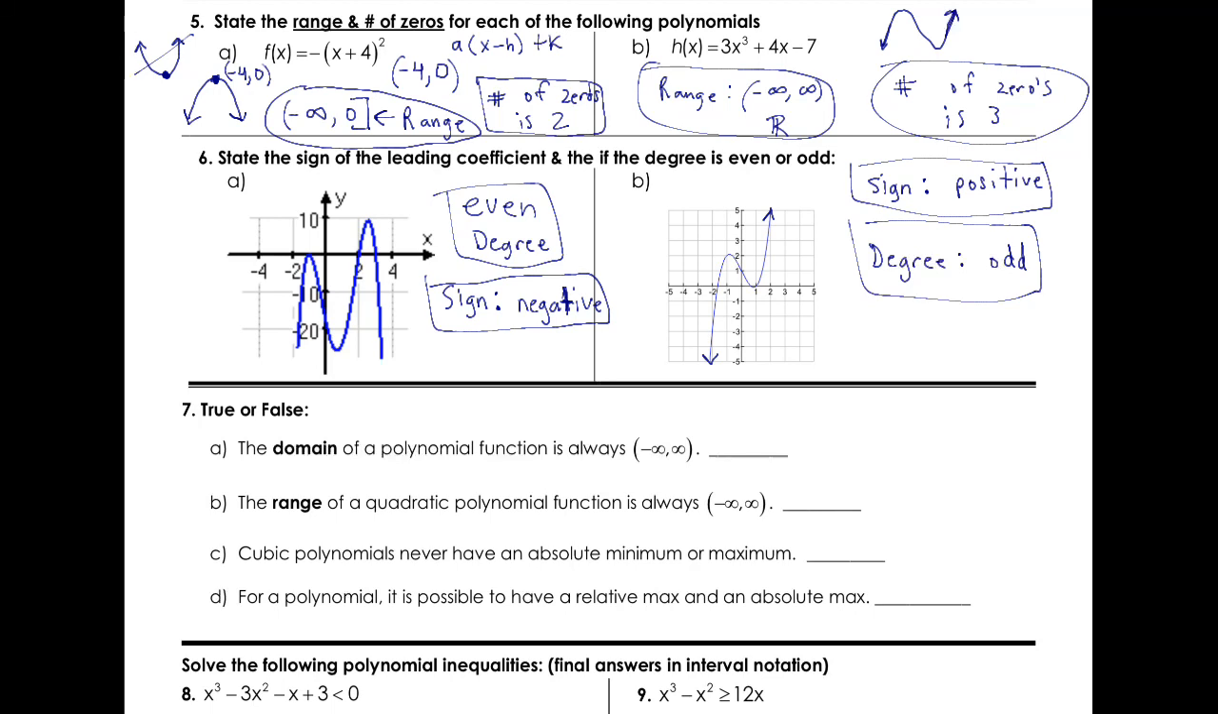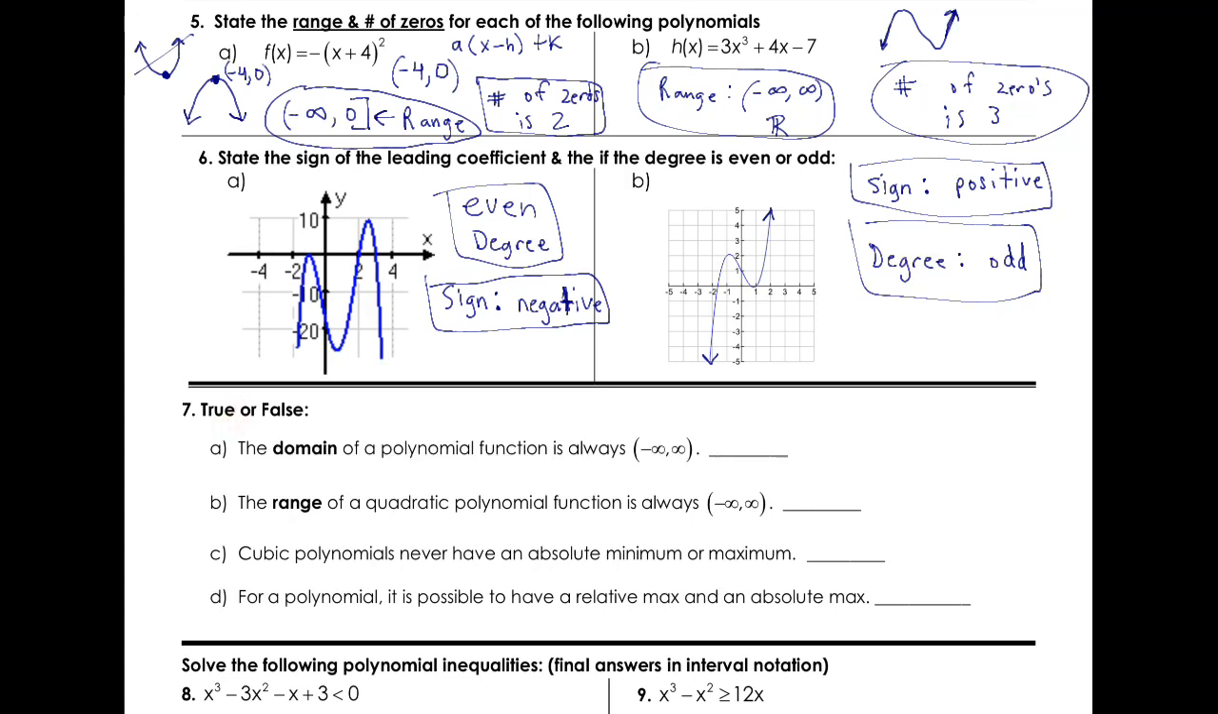Over here, we know it's even because, again, it's down, down. But then you got up 1, down 2, up 3, down 4. That's a 4. And that's an even number, so we have an even degree.